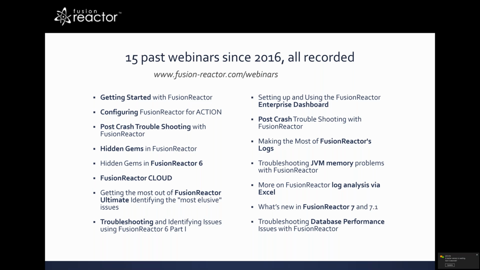But these are in the order in which they were presented. FusionReactor Cloud, getting the most out of the Ultimate Edition, troubleshooting, part 1. We'll talk more about what the other parts were in a moment. They were setting up the dashboard, for those who don't know what that is. Then post-crash troubleshooting, making the most of logs, and then memory troubleshooting, and then log analysis via Excel, and then FusionReactor 7, and then database troubleshooting.